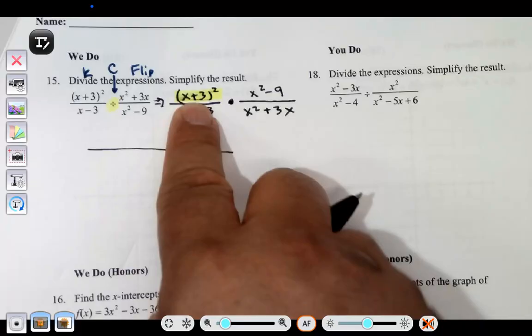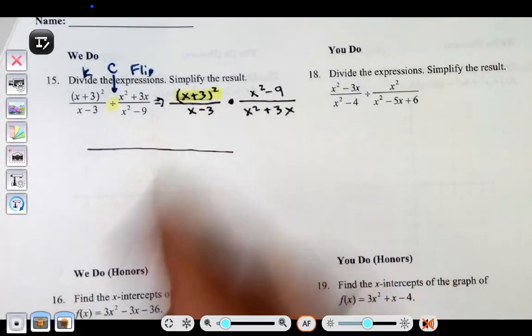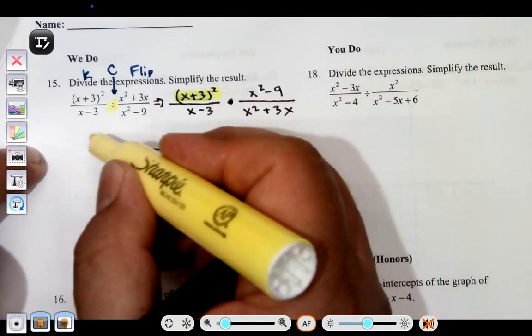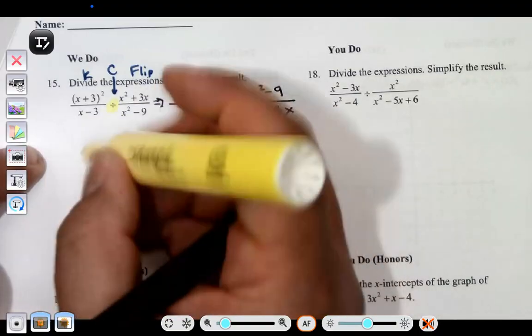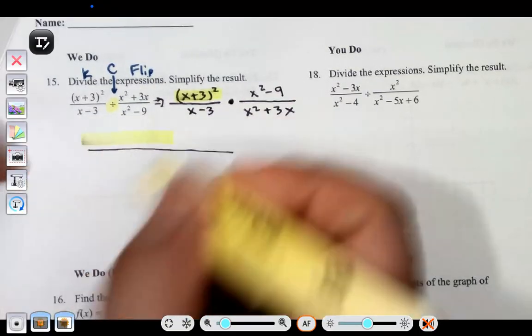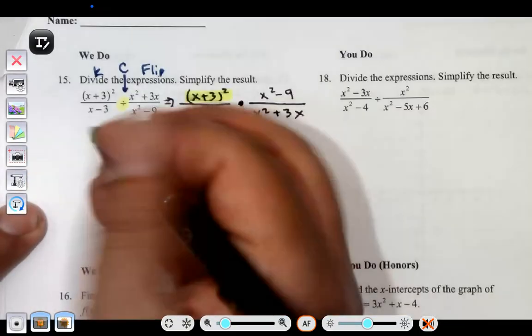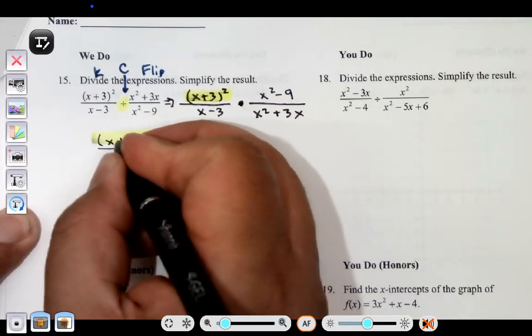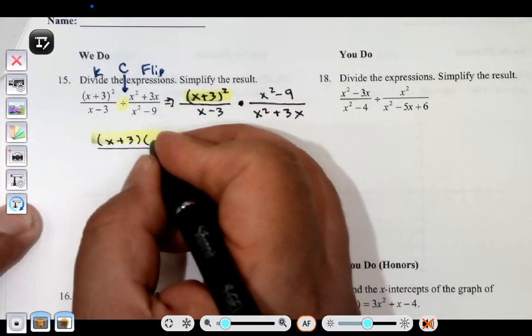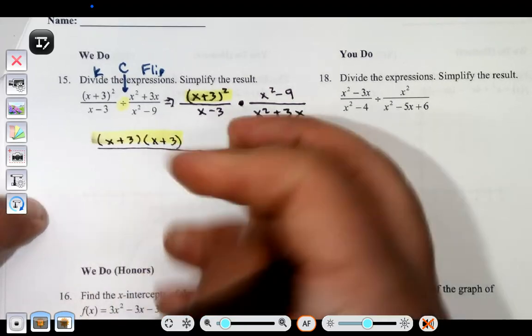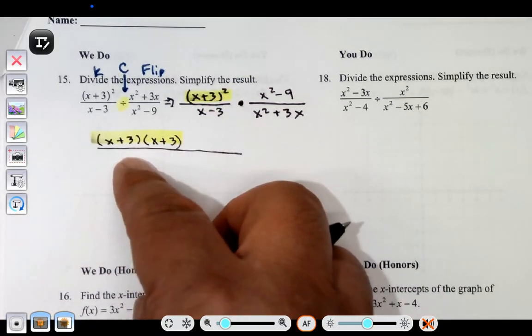And it's already factored. I know that because it's in parentheses, but it does have a power of 2. Well, I'm going to do what I did earlier in that other problem where if it has a power of 2, I'm just going to write it twice. Remember, canceling is coming later on. And so I want to make sure that I see it as 2 parentheses.